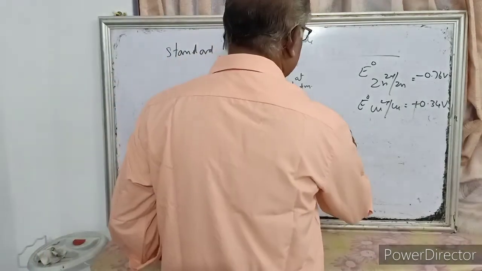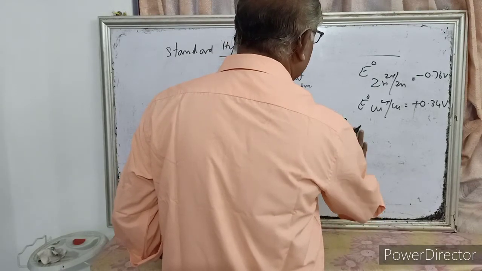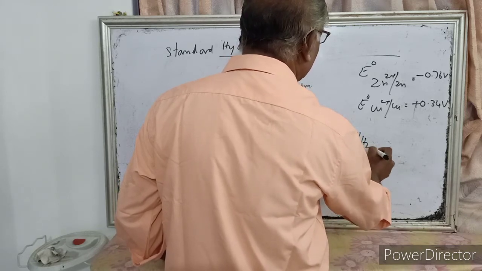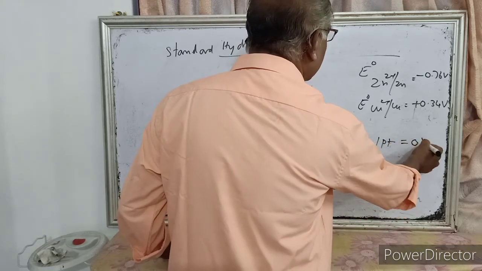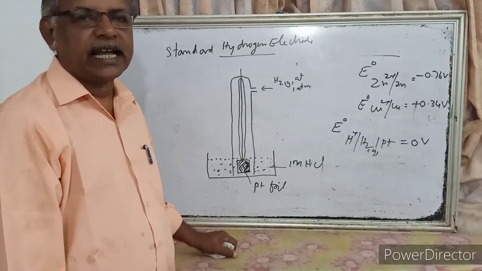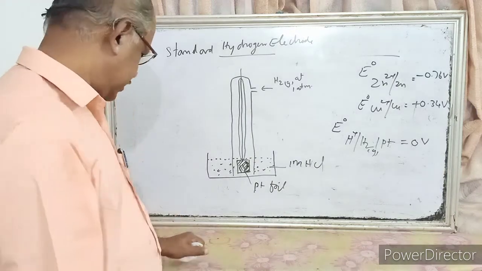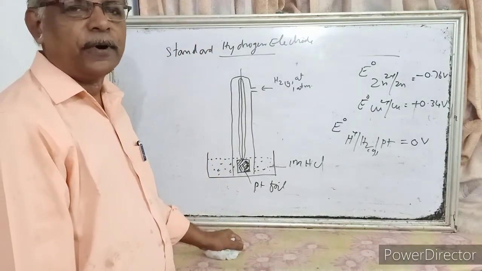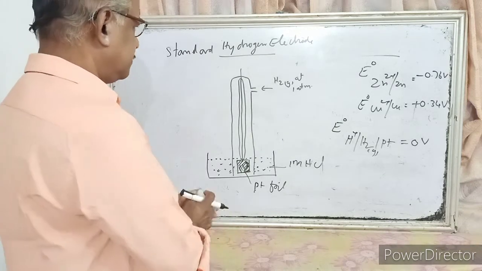The E0 for hydrogen, that is E0 of H+/H2, Pt, is 0 volt. Since its standard electrode potential is 0, it is taken as a reference electrode to find the electrode potential of other electrodes. So using this hydrogen electrode, we can find the standard electrode potential of zinc or copper or any electrodes.